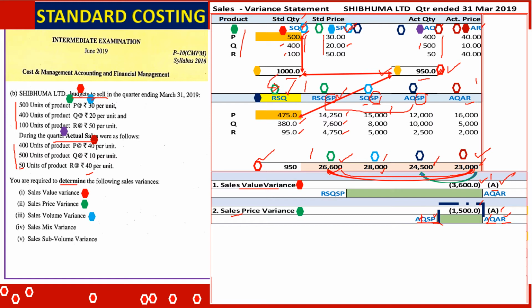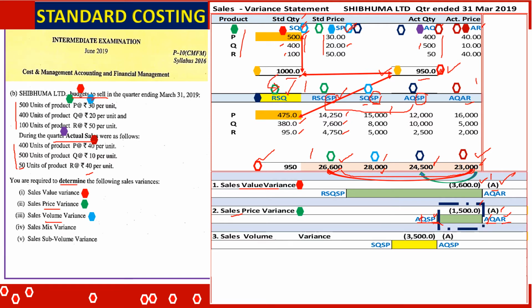Next is sales volume variance. Here the sales variance was due to price. Now it will be due to volume. Volume is always represented by Q. Let us take it up. Here we are taking another two columns. We are moving like this.